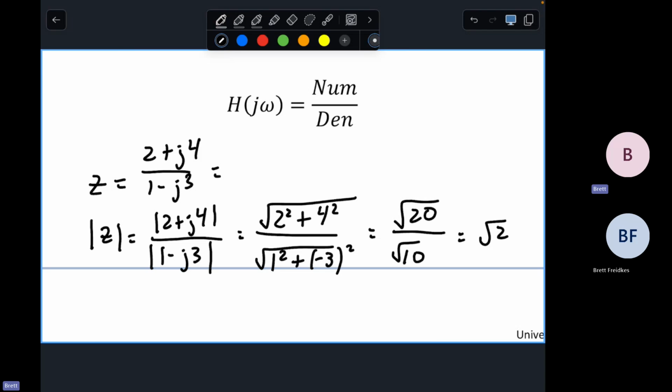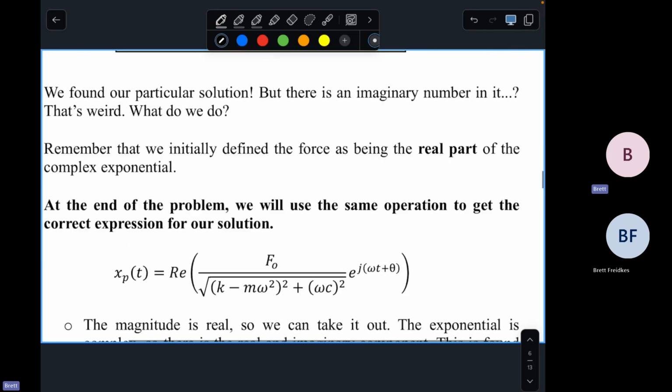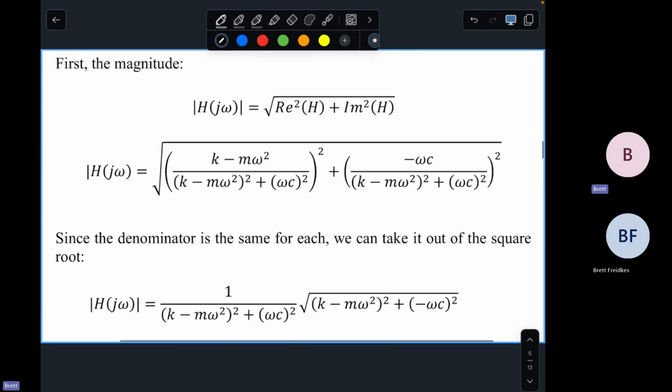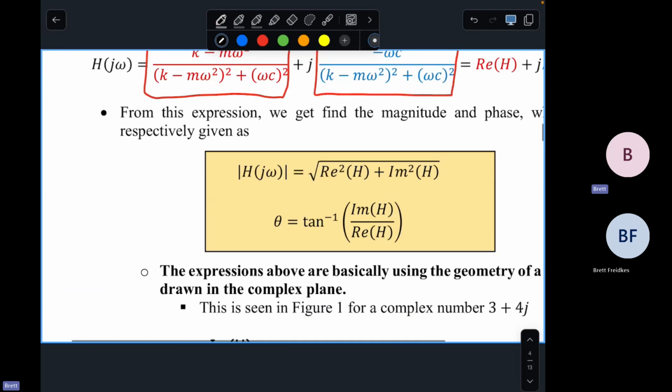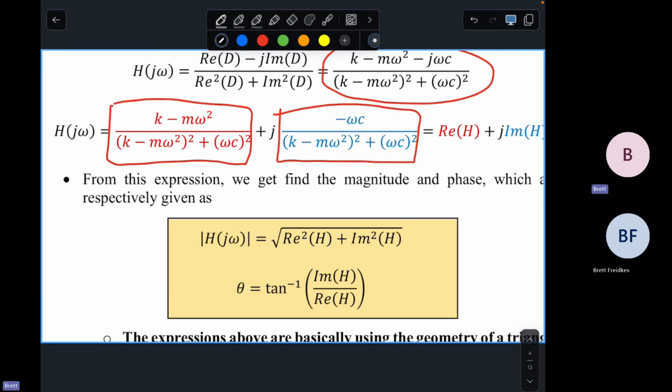So, do we understand what I mean now when we say to take the magnitude of the numerator and the magnitude of the denominator? That's what that is saying. Now, if we come back to the phase, it is based on the imaginary part over the real part. That's the definition of phase.